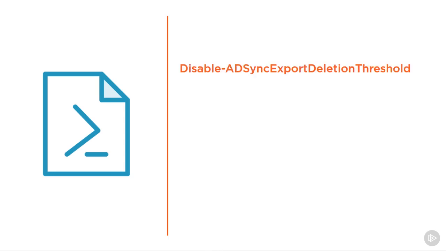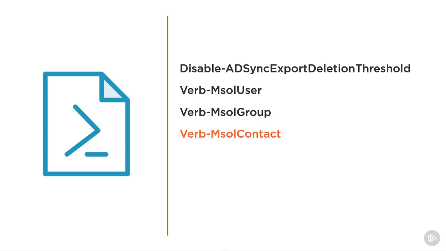Well, speaking of PowerShell, we've got some PowerShell commands you need to be familiar with. We're going to walk through a few of these. The first one is the Disable-ADSyncExportDeletionThreshold. That's a mouthful. And we can enable it by swapping out the disable for enable. Remember I told you we can only delete 500 objects at a time. This allows us to override that limit that is set by default. We have a few other ones specific to the users and the groups and the contacts that you'll find in Active Directory. And we can use Get-MsolUser, Set-MsolUser, or Remove-MsolUser. And you can use those same verbs with the contacts and the groups.